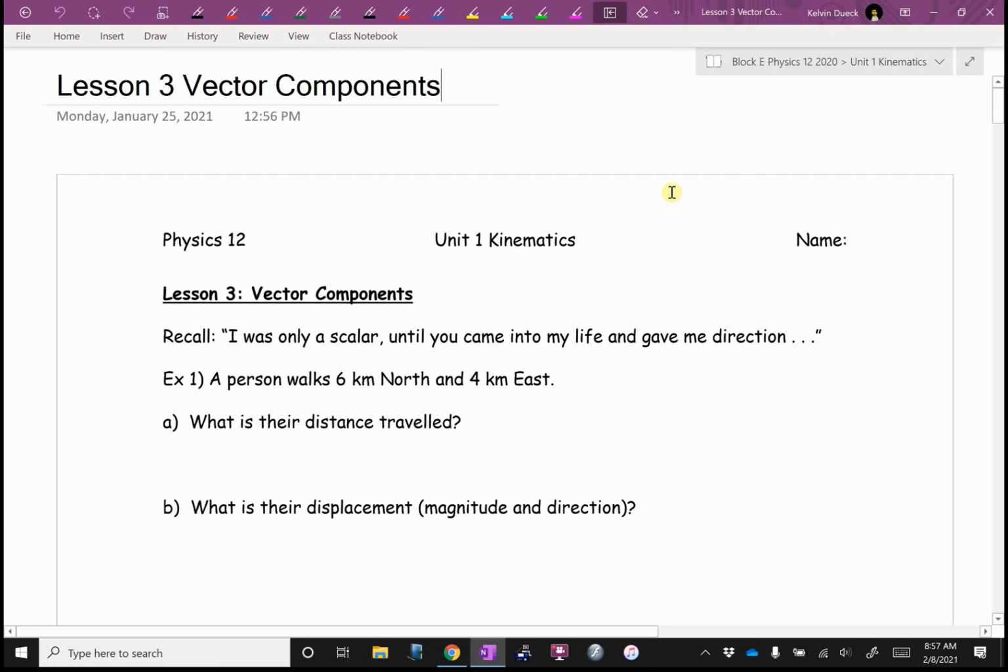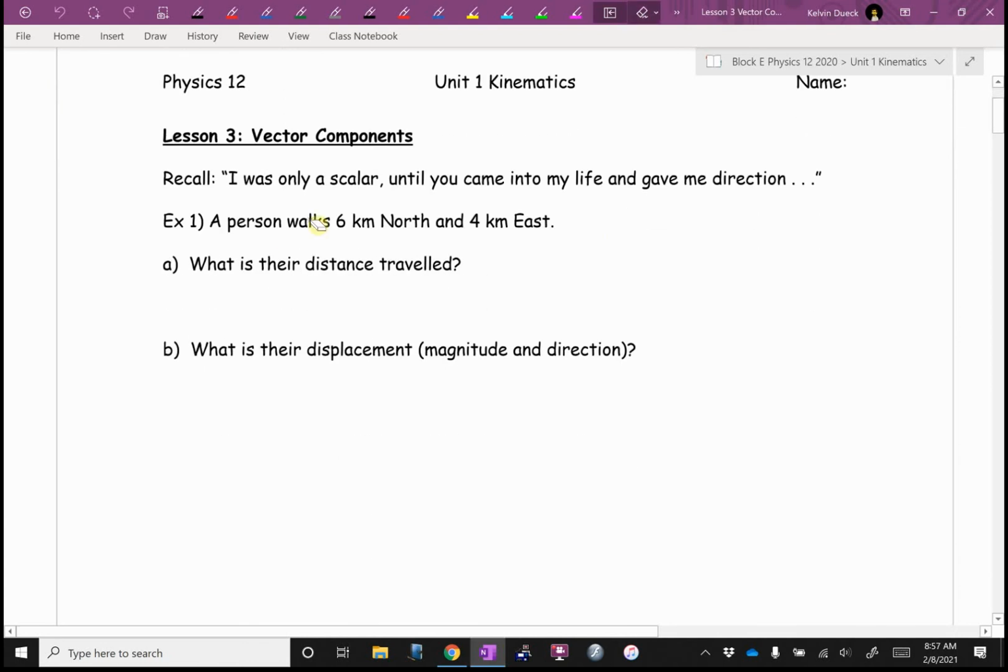No? Okay. Example 1: a person walks 6 kilometers north, 4 kilometers east. As soon as I see 2 different compass directions, I have a habit of saying to myself, okay, I better draw a compass rose somewhere on the page, because that's a no-brainer, silly mistake that I can prevent by doing that. For me, the big one, I get east and west mixed up all the time if I'm not concentrating really hard.